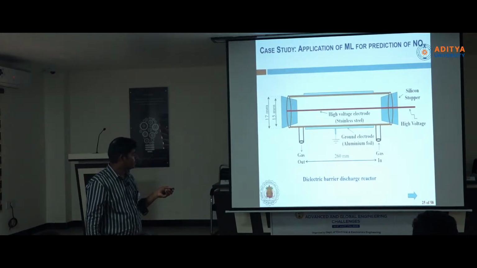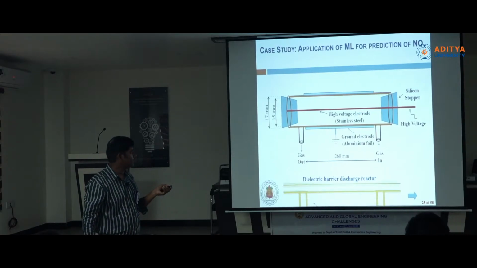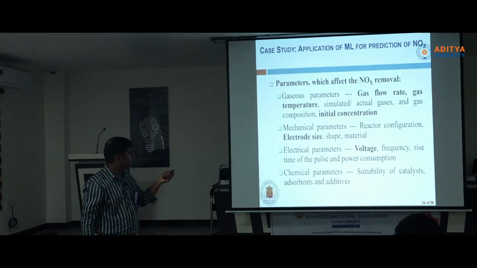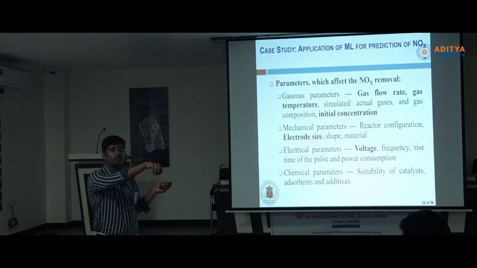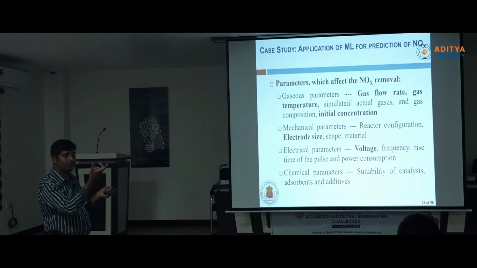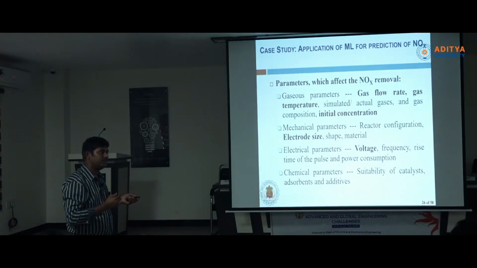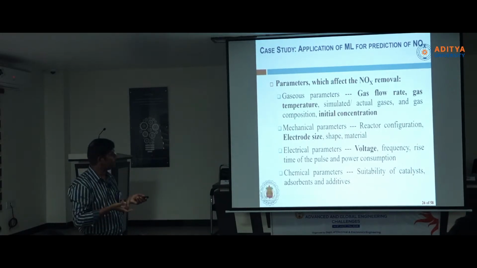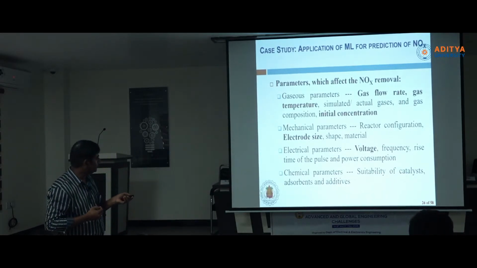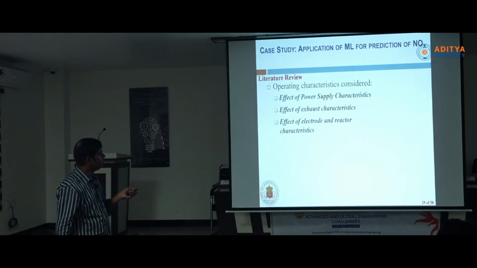Then I formulated it. I have taken some input parameters which affect the NOx treatment. Yeah, this is the reactor real-time picture. These are the parameters which affect the treatment. Then I have chosen a few parameters which can be quantified. For example, electrode shape cannot be quantified. If you are varying the electrode shape, it cannot be quantified. But if it is a size, the diameter of the electrode, if you can increase or decrease, it can be quantified. The ones which can be quantified and have more effect on the NOx removal, such parameters I have taken as input parameters, and I formulated it as a prediction problem.